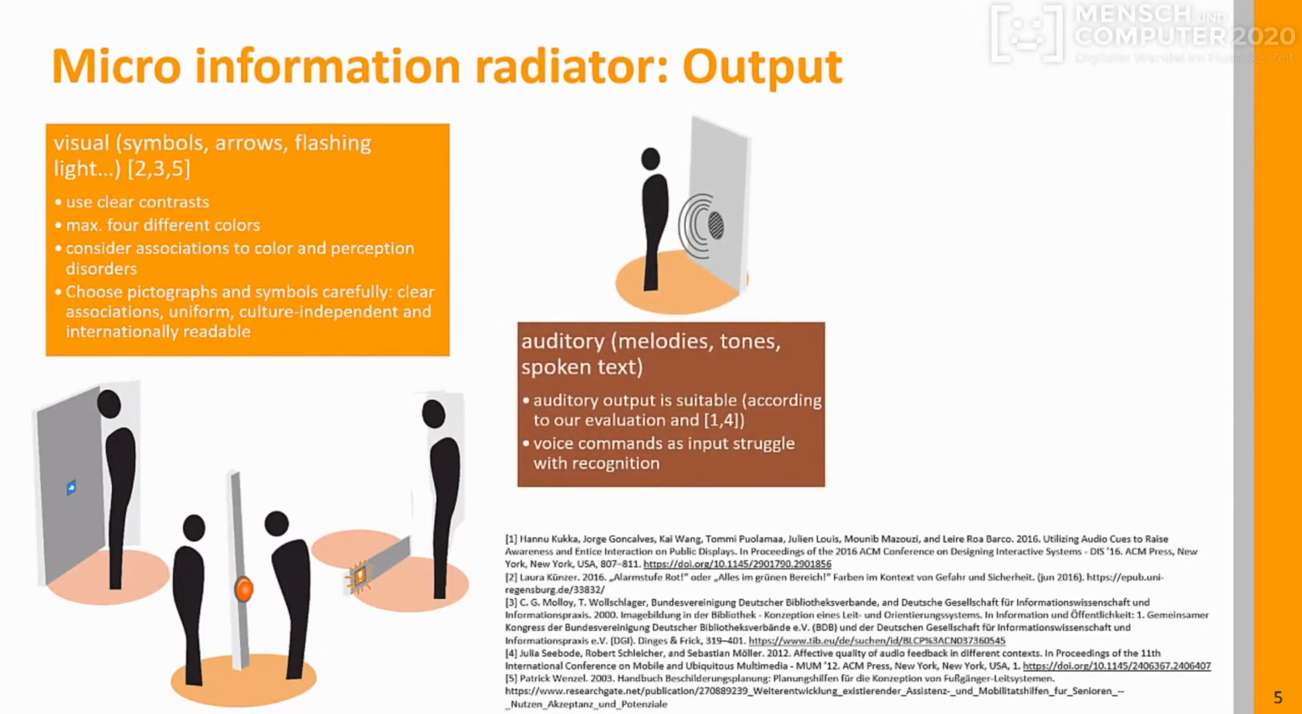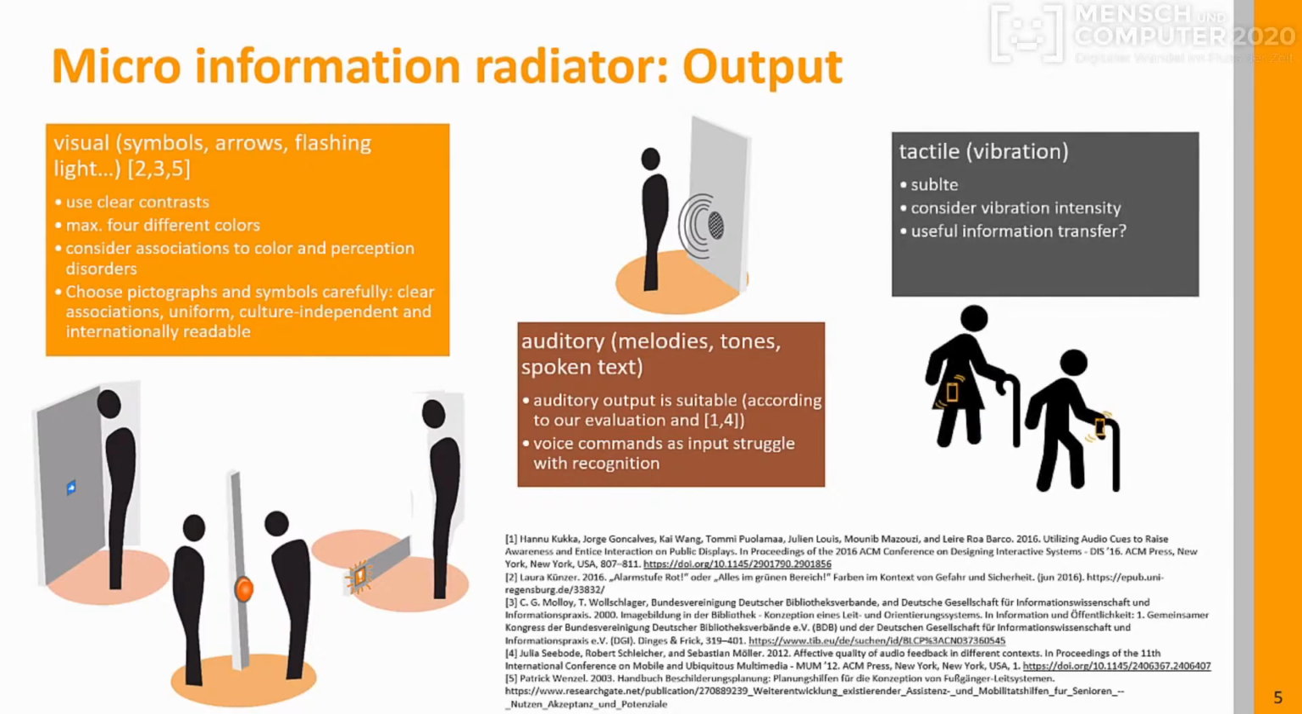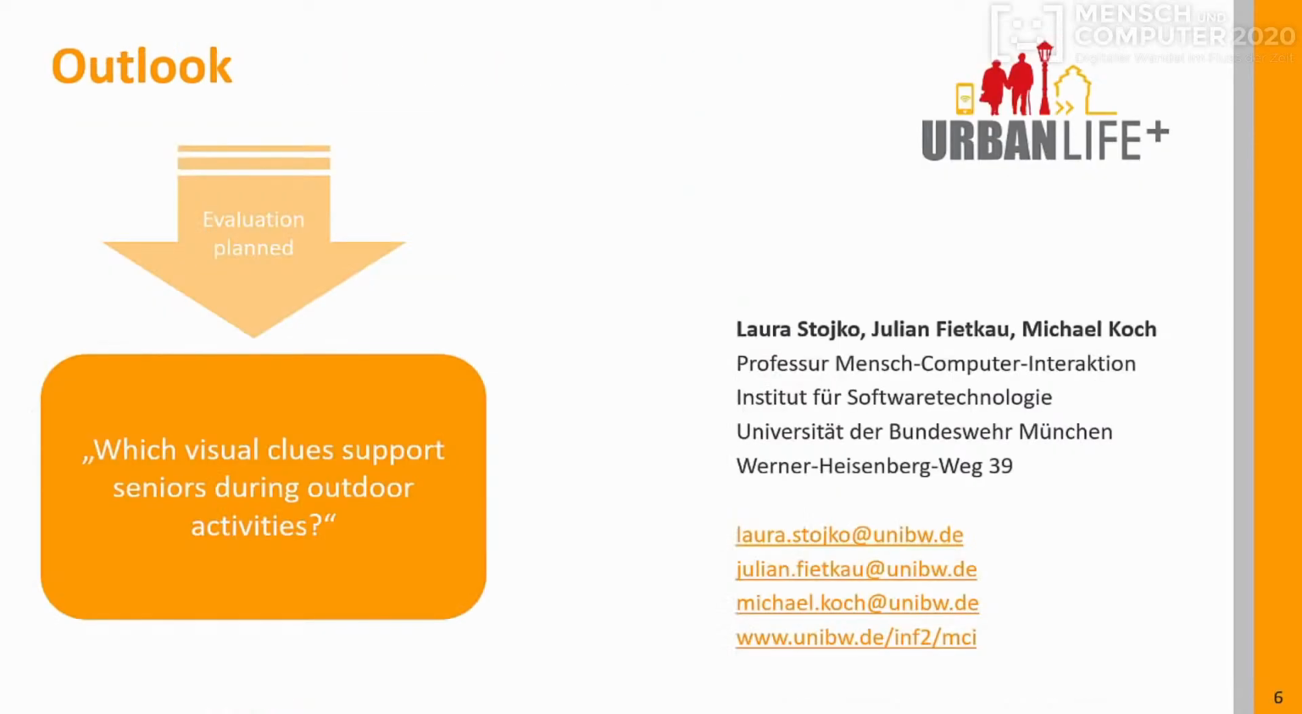Melodies, tones, or spoken text are potential auditory output. Based on literature and on a project evaluation, we identified that auditory interactions as output are suitable, while voice commands as input still struggle with recognition. The tactile output via vibrations has the advantage that it is very subtle. Anyway, during our work with seniors and experts, we experienced that it is important to consider the vibration's intensity and whether an information can be conveyed meaningfully. We plan to conduct an evaluation to identify whether and which visual clues for navigation support seniors during outdoor activities.